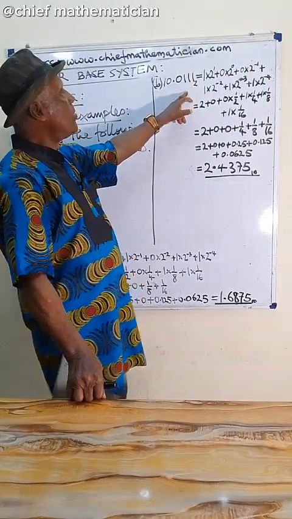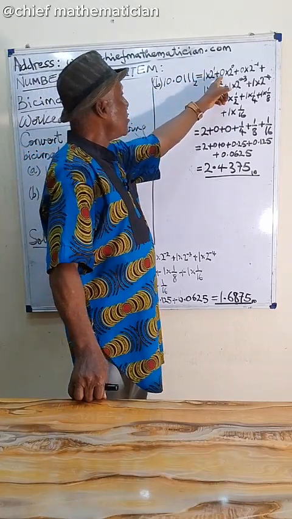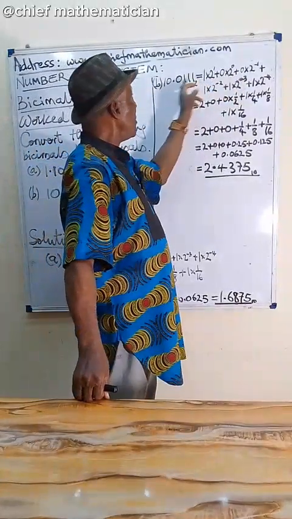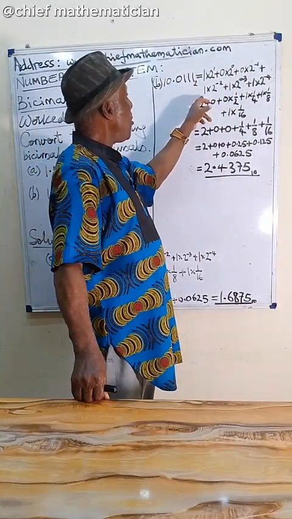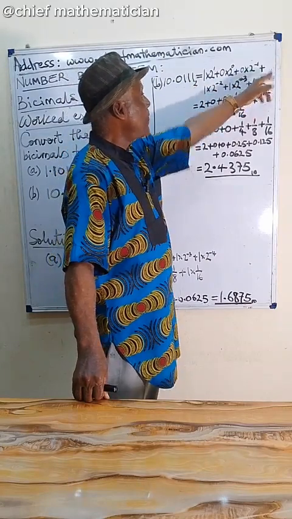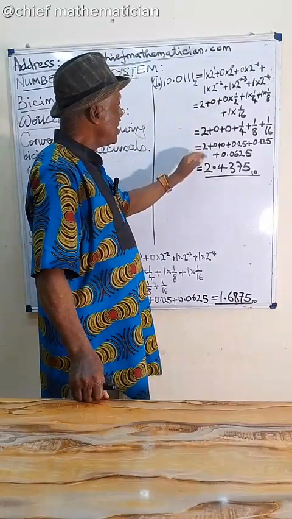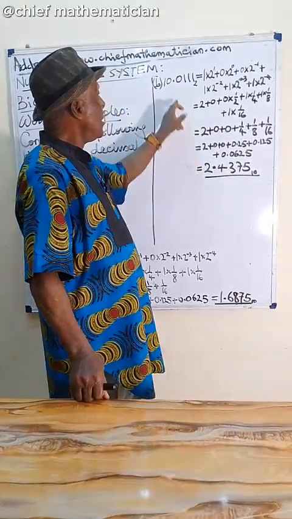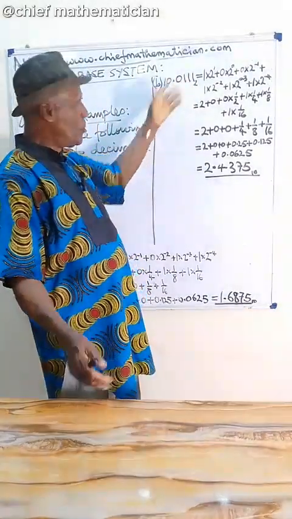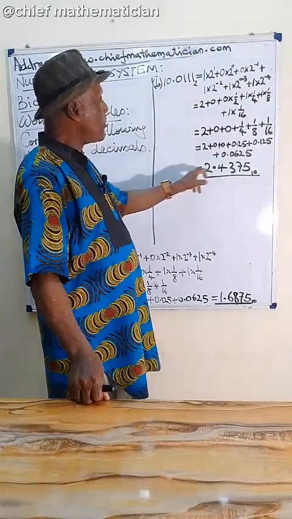10.0111 in base 2 is equal to, this 1 is 1 times 2 to the power 1. This 0 is 0 times 2 to the power 0. That is following our place values. Then plus 0 times 2 to the power minus 1, 1 times 2 to the power minus 2, 1 times 2 to the power minus 3, 1 times 2 to the power minus 4. Following our place values, you simplify all that. You can see that this 10 in base 2 represents 2, that's why we have 2 in base 10 now. So this in base 2 is equal to this in base 10.